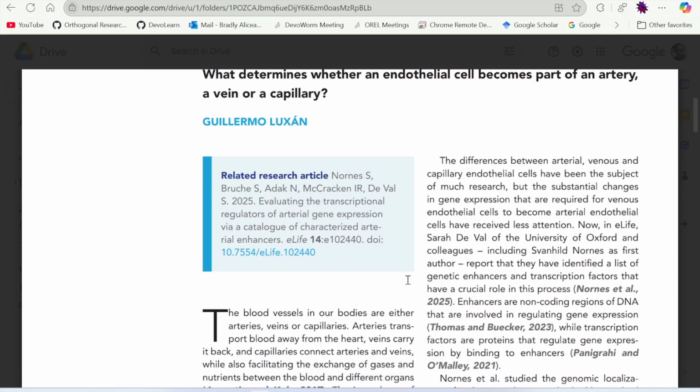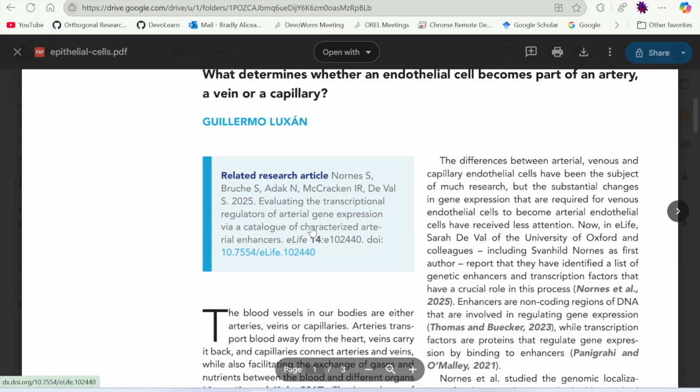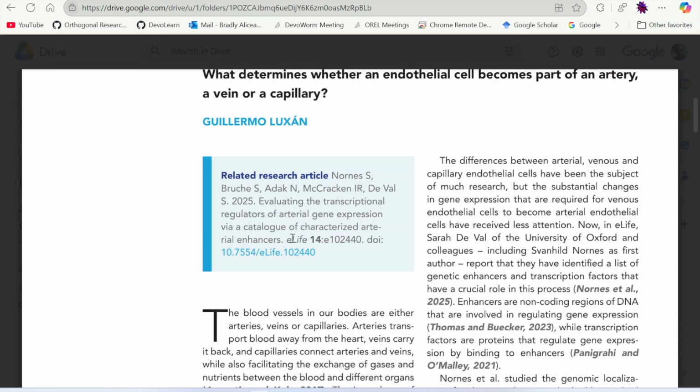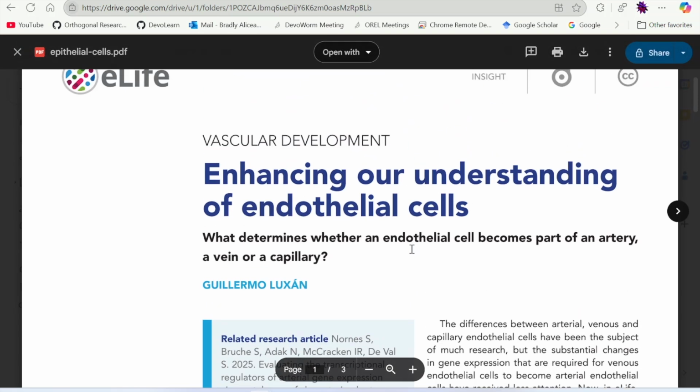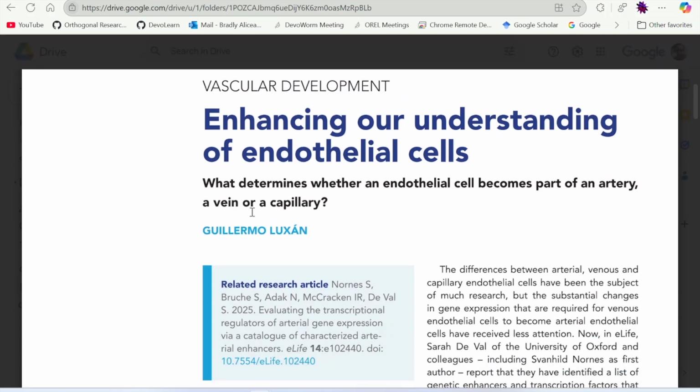This is the overview article for the paper evaluating the transcriptional regulators of arterial gene expression by a catalog of characterized arterial enhancers. So this is a deeply molecular paper. So why is it that we're talking about it in our group? And that's because it helps us understand endothelial cells. So these are basically what determines whether an endothelial cell becomes part of an artery, a vein, or a capillary. So this is where you get cell differentiation in the heart, where you get these endothelial cells and they become part of the morphology, they differentiate.